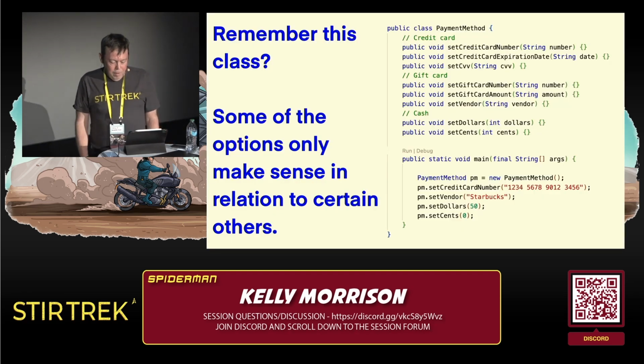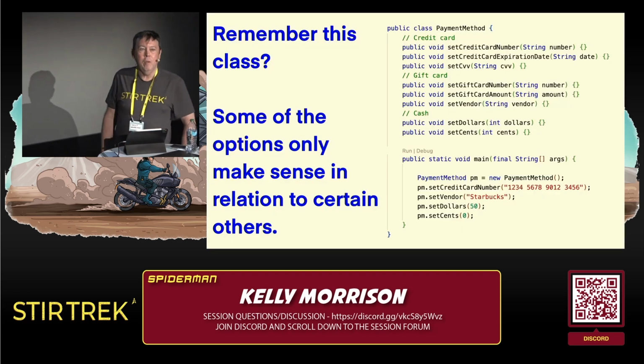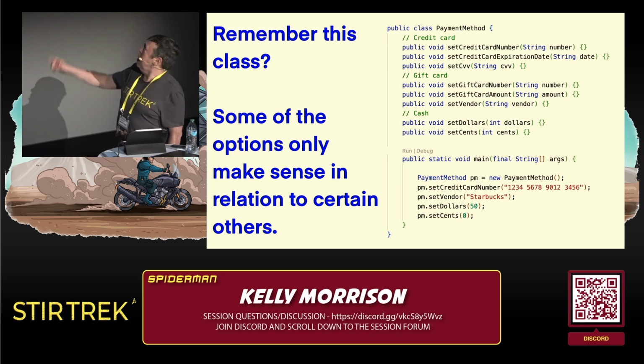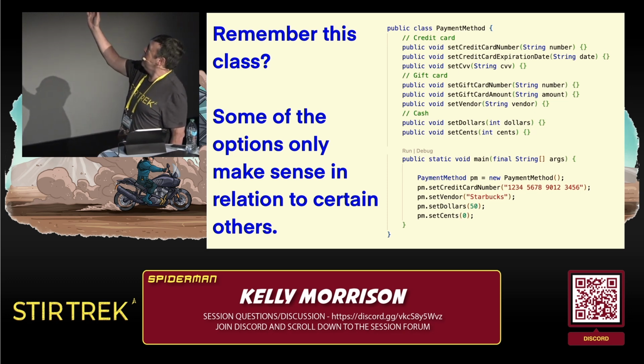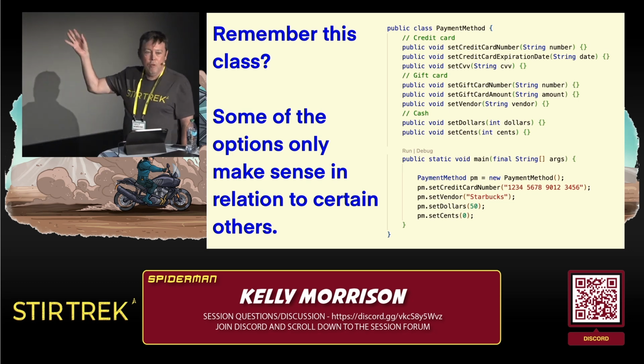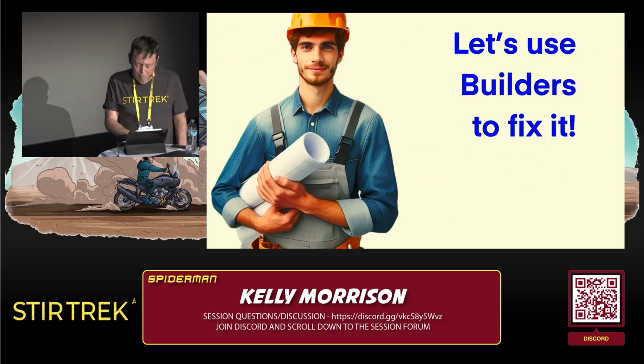Well, because it can make things a lot simpler for your end user. If we go back to our payment class, where we had credit card, gift card, and dollars and cents information in the same place, we could see it was easy to mix and match. You might say, here's the credit card number, and here's a number of pennies. And they don't really make sense to each other. What we can do is use multiple builders to fix this problem.